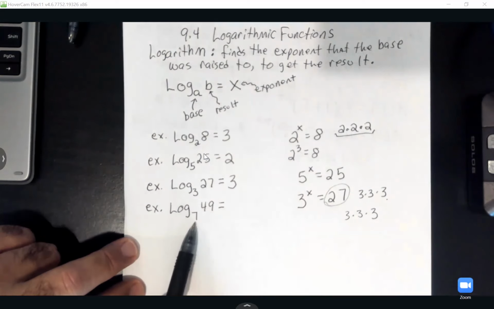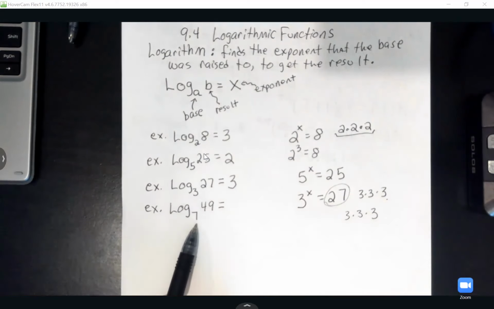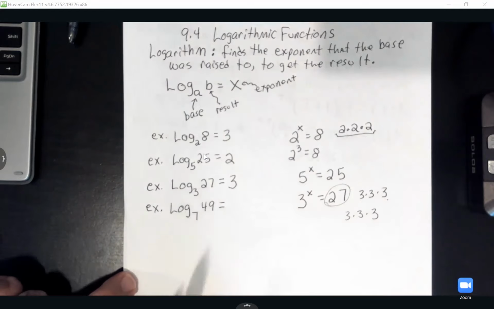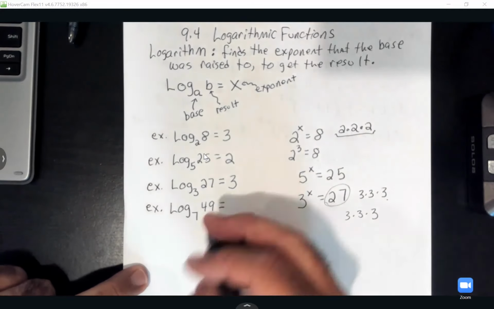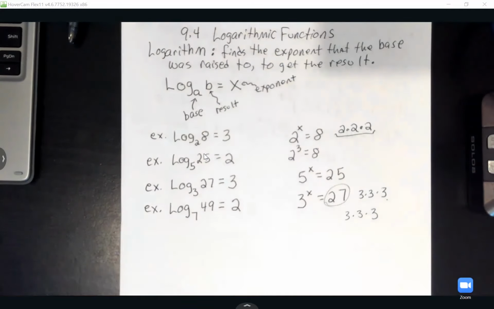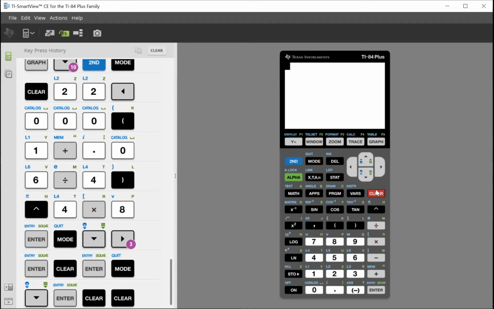How many times are you going to multiply that 7 times itself to get me a 49? 2. 2 times, there you go. Now y'all watch this. We've got our calculators, so I'm going to share my calculator real quick. So let me clear this off and clear that.